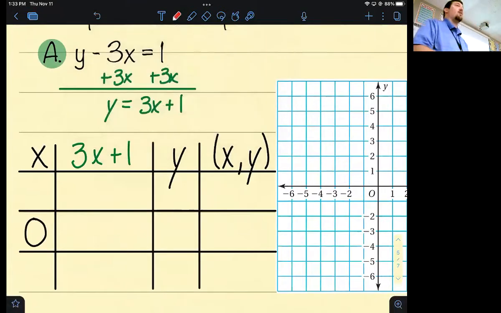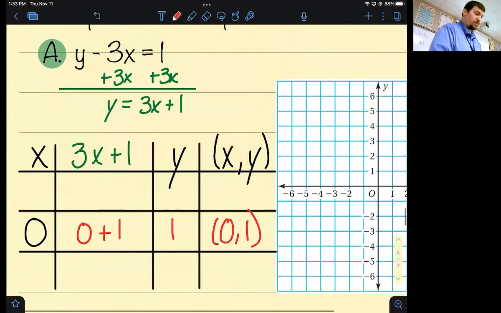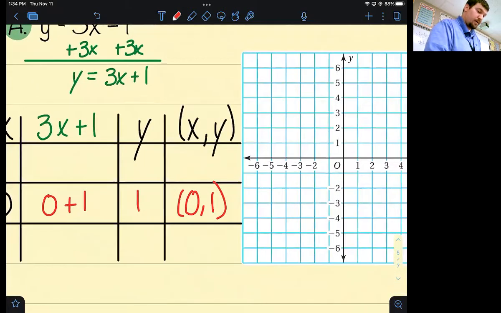Now, I'm letting you plug in whatever values you want to. 0 is an obvious one that you're going to want to choose. What do you get when you plug in 0 for x? What's 3 times 0? 0. 0 plus 1? 1. So you'll get (0, 1). That's an obvious one we'd want to plug in. You always want to plug in 0. So (0, 1) is right there on the y-axis.